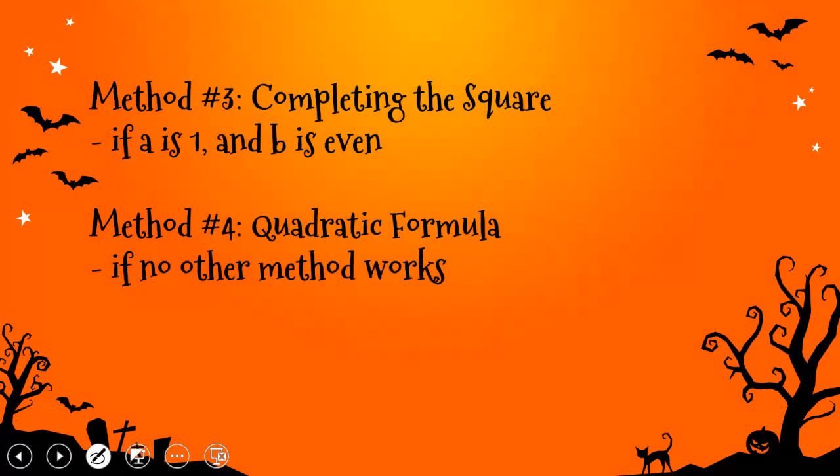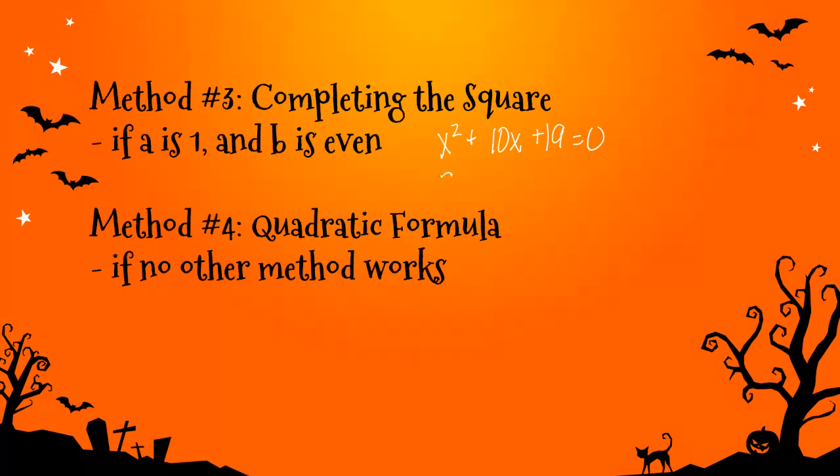I either have to complete the square or I have to use the quadratic formula. Completing the square is a little bit easier. However, it really only works well if a is 1 and b is even. So if I have something like x squared plus 10x plus 19 equals 0, okay? That's going to be good for completing the square.